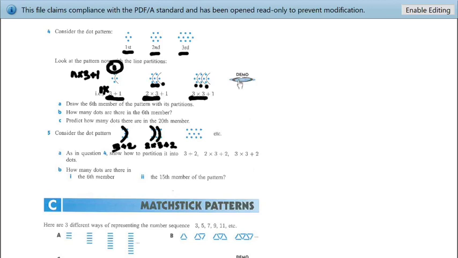Right, and so then we get a rule, right? Here we go, 3 sets of 3 plus 2 more. So if this was the diagram number, if we replace that with n, that one doesn't have one because it was the first one, right? It would be n times 3 plus 2. Okay?